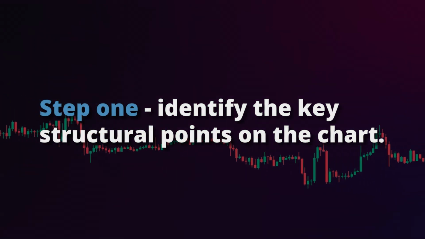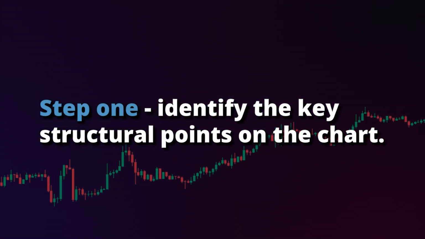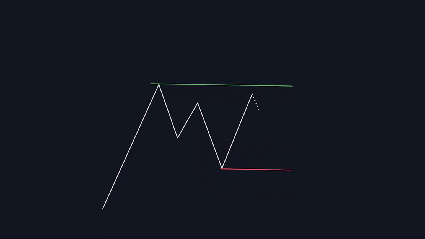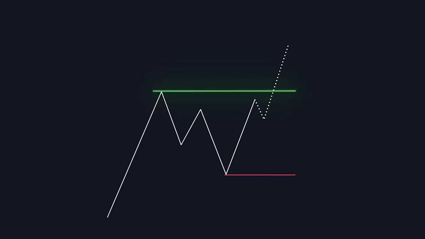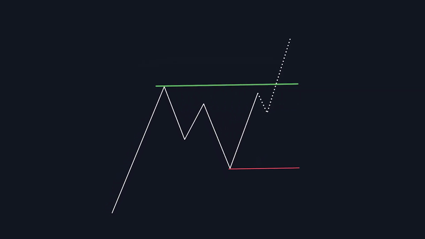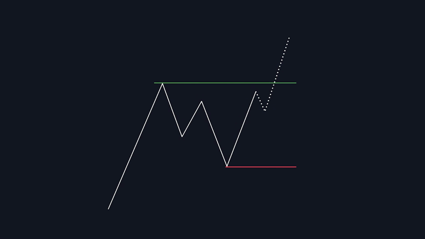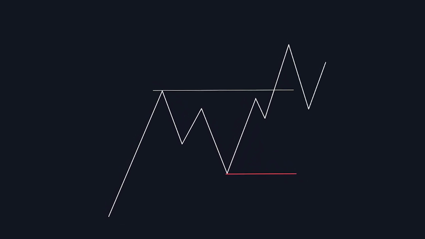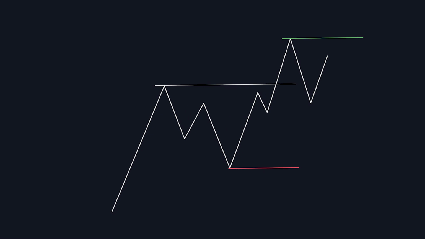Alright, step 1. Let's define the structure and the structural trend. Let's look at an example. Imagine we're looking at a chart like this. Let's mark the structural highs and lows on it. If the price breaks a high, it means we are in an uptrend. If it breaks a low, we are in a downtrend. In our example, the price is moving up and breaking the high, which means we have a bullish trend.